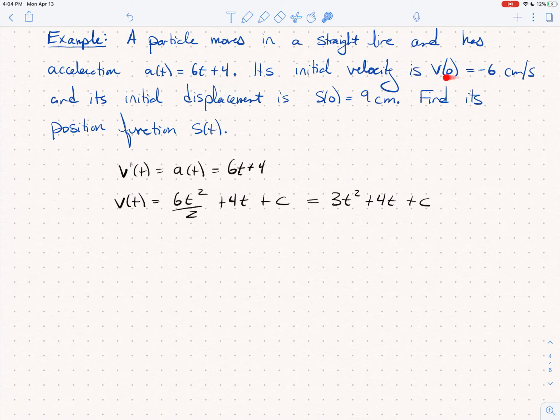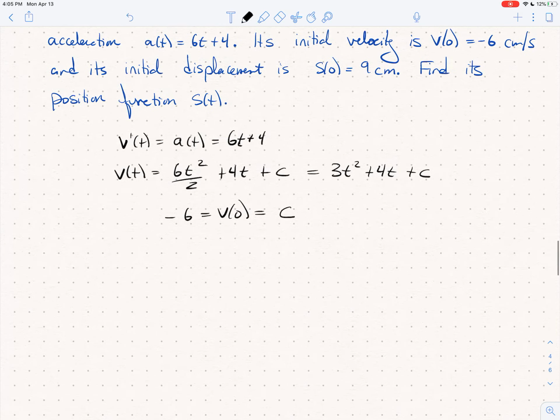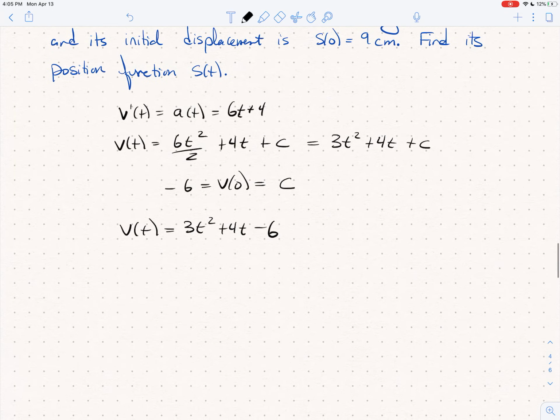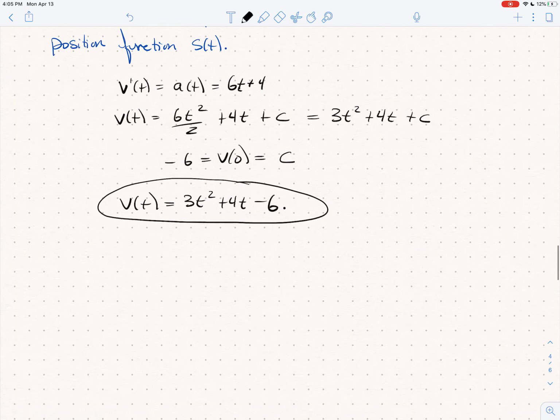But then we're told v of 0 is negative 6. And so just like before, I can say on the one hand, negative 6 is v of 0. On the other hand, v of 0 is 0 plus c. So this is just c. So I've got the velocity function, v of t, is going to be 3t squared plus 4t minus 6. Okay, maybe we'll circle that because that's helpful to know.